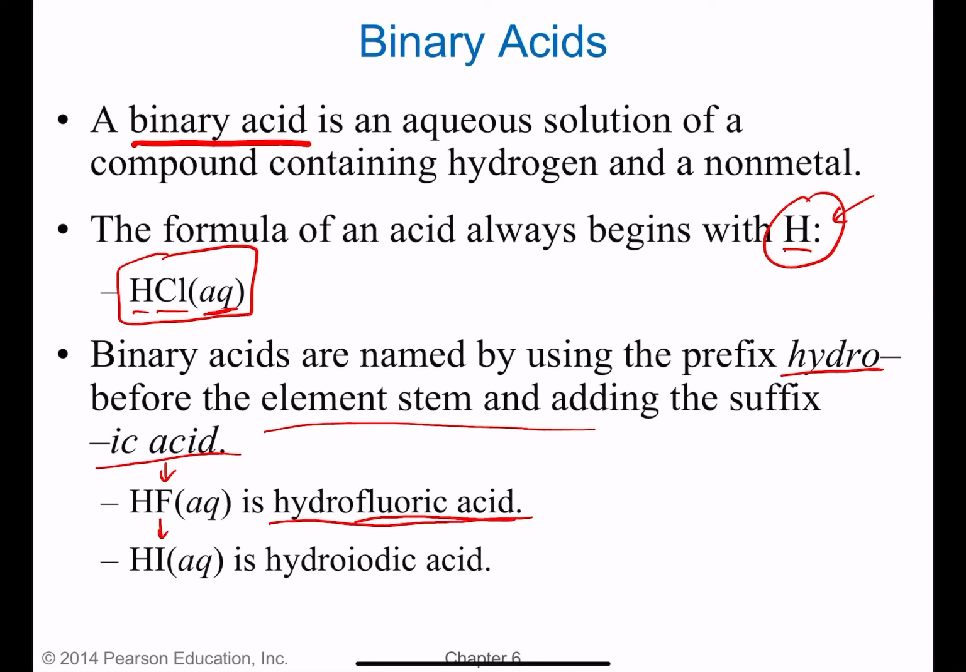For HI, we have iodine. So it's hydroiodic acid. So hydro for the H, iodic for the iodine, and then the word acid because we're talking about an acid. HCl would be hydrochloric acid, and HBr would be hydrobromic acid.